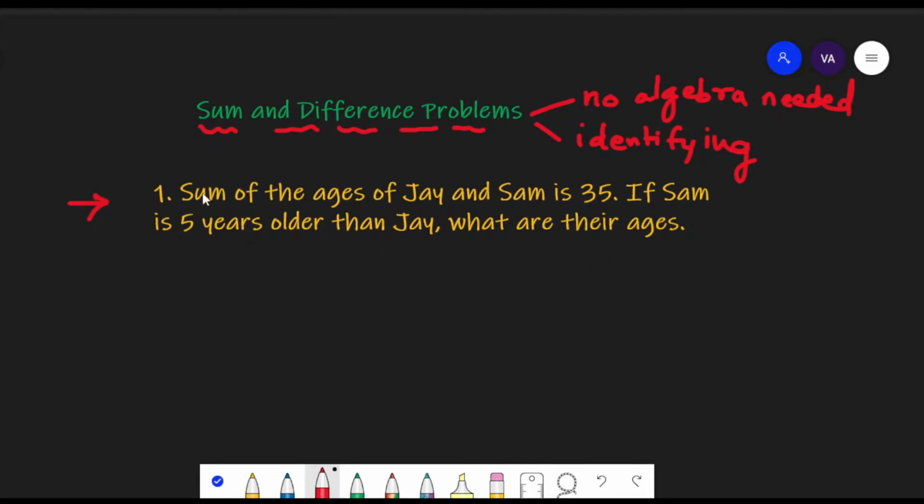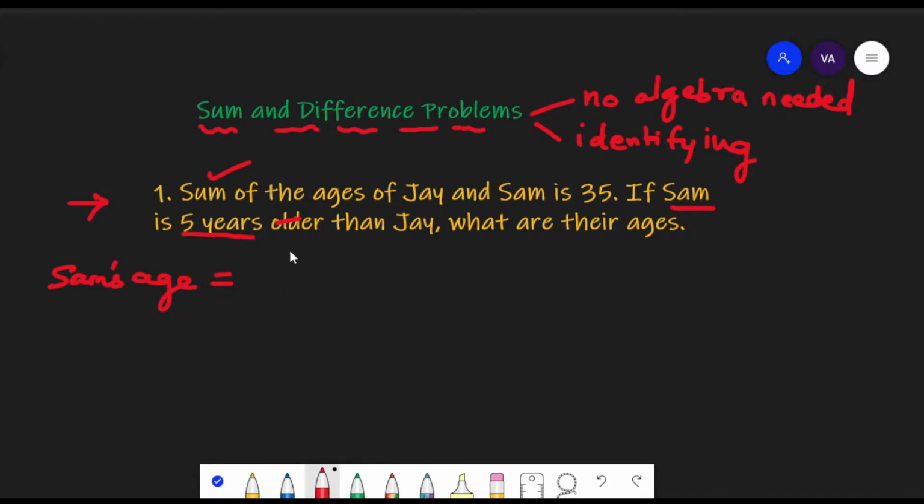So here you can see it is obvious that the sum is already given. The sum of the ages of J and Sam is 35. And where is the difference given? Yes, if Sam is 5 years older than J, that means 5 years is the difference between Sam's age and J's age. Okay, so first you have to identify that it is a sum and difference problem. Then it goes easy. What you have to keep in mind is, out of the two, one is older, one is younger. So here, who is older? Sam is older. If they have asked Sam's age, that is the older one's age.